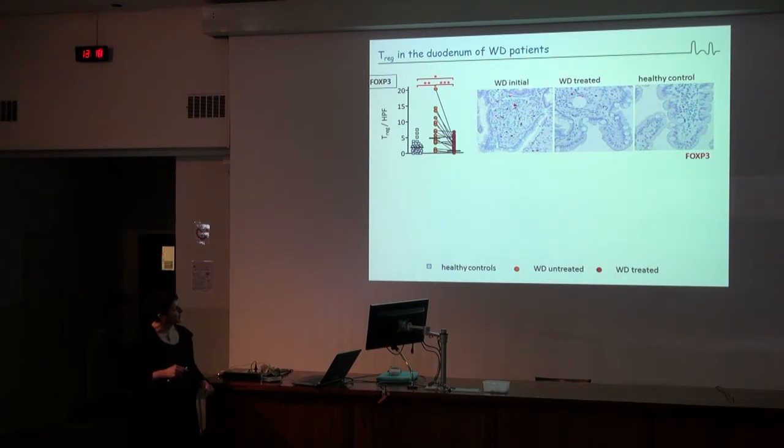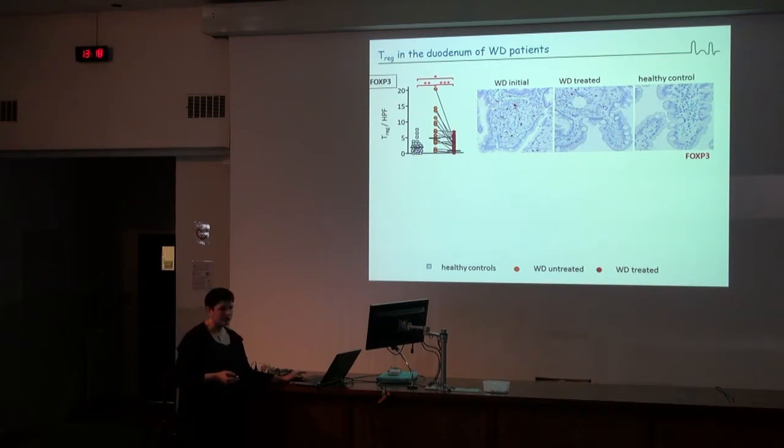This number goes down upon treatment, whereas in healthy controls the regulatory T cells are found only very rarely in the duodenal mucosa. And this is here graphically demonstrated. We have low amounts of regulatory T cells in control and very high amounts of regulatory T cells in the Whipple's disease patients before initiation of treatment.